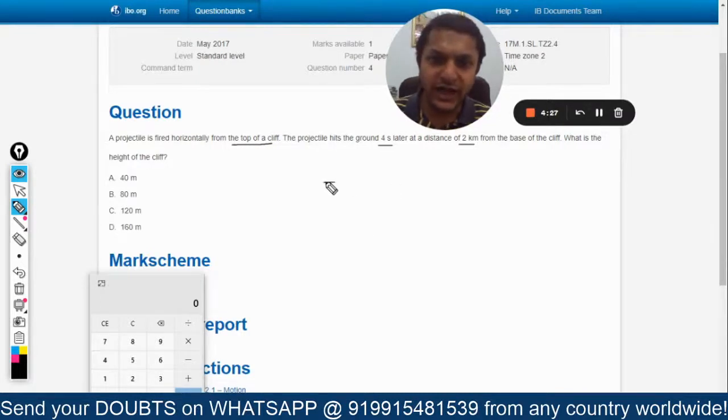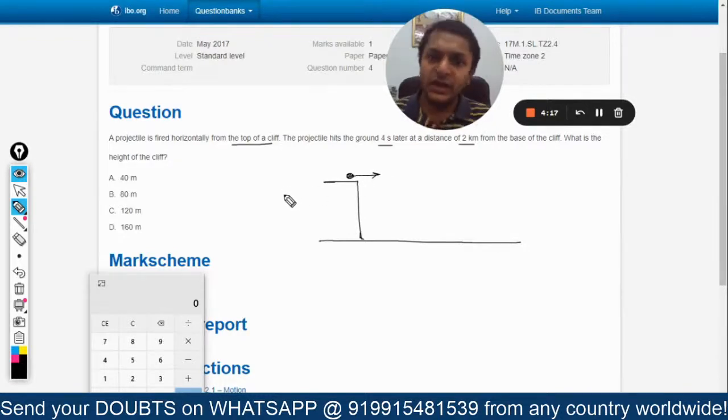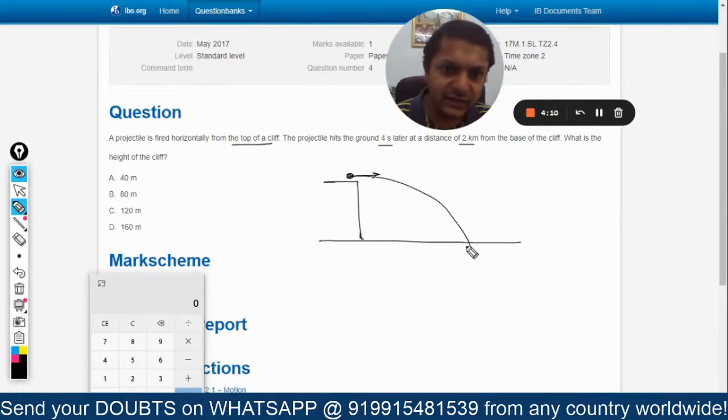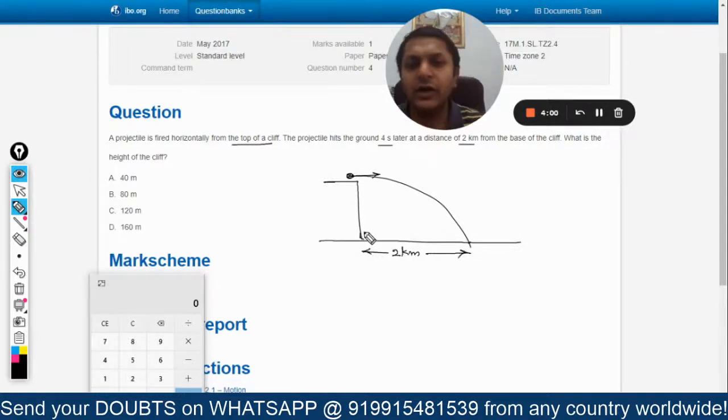So the diagram for the same will look somewhat like this. Let us say this is the projectile, and we have kicked a ball, or it's a missile, whatever you can call. So it's a projectile that is fired horizontally, and it is bound to go like this. This position is basically 2 kilometers away from the foot of the cliff. Okay, and the time taken was 4 seconds.